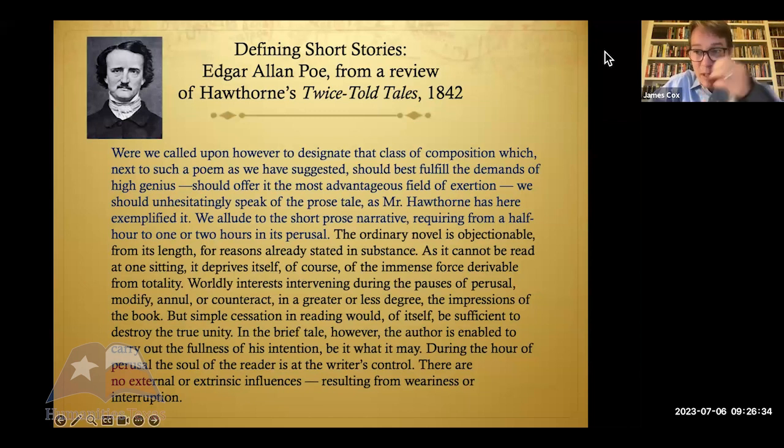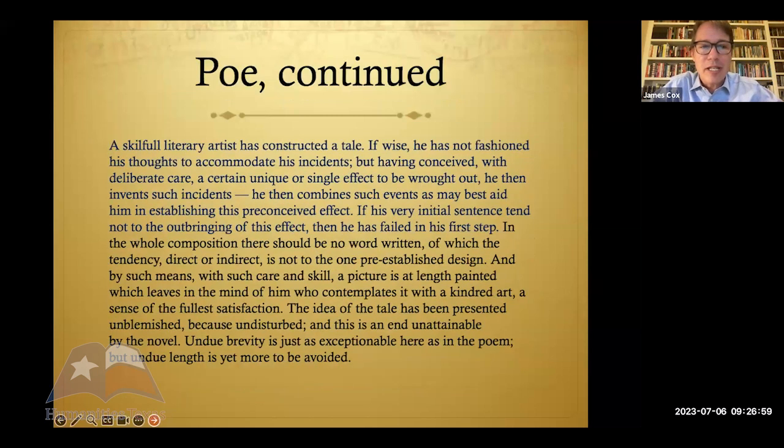So you can see here that Poe is thinking about the short story as a prose narrative that you can read in one sitting, even, you might think, in one fairly short sitting. The three short stories that I chose for you today fulfill that definition, by the way. But he continues in this work that was a published review of a collection of Nathaniel Hawthorne short stories.